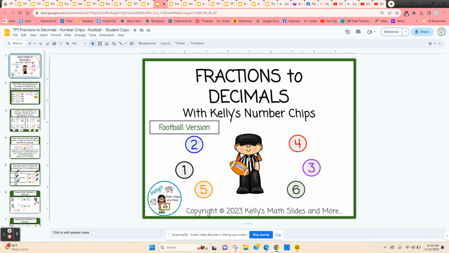So that is the digital lesson, Fractions to Decimals with Number Chips, and this is the football version.